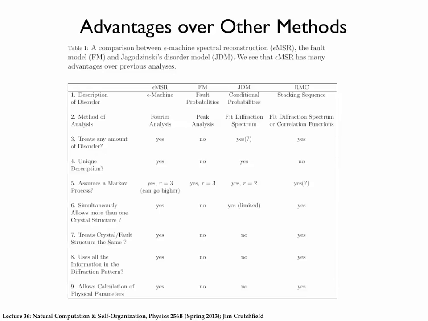I'm pretty sure that this also assumes a Markov process, but it's a little bit fuzzy to tell, though I have reasons to believe that. We can have simultaneously more than one crystal structure. We don't make any distinction between fault structure and crystal structure. None. Absolutely none. There is no distinction between them. That is really kind of cool. We now have a big umbrella that treats disordered structures and ordered structures all the same. All the same. This is very nice. We use all the information in the diffraction pattern because we integrated over an entire interval in L, whereas previous descriptions did not, and we can calculate physical properties.